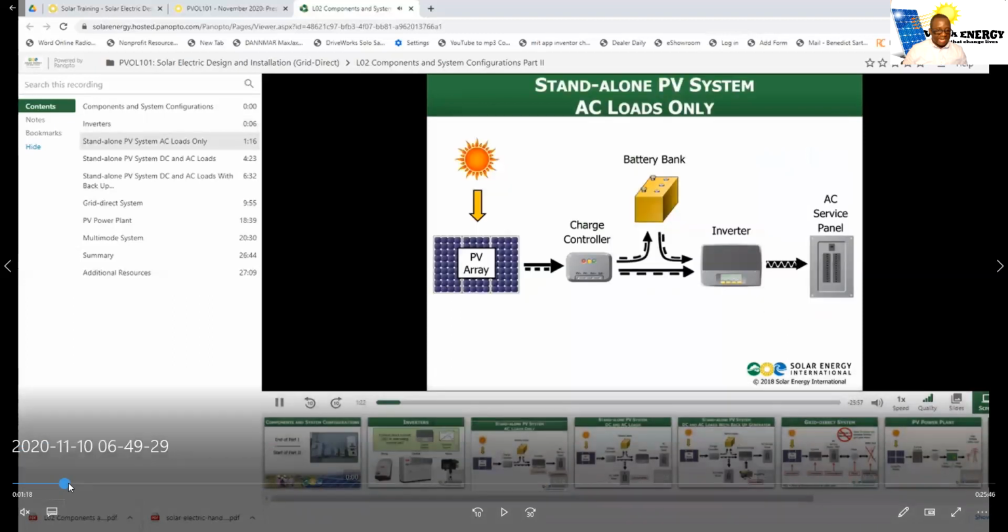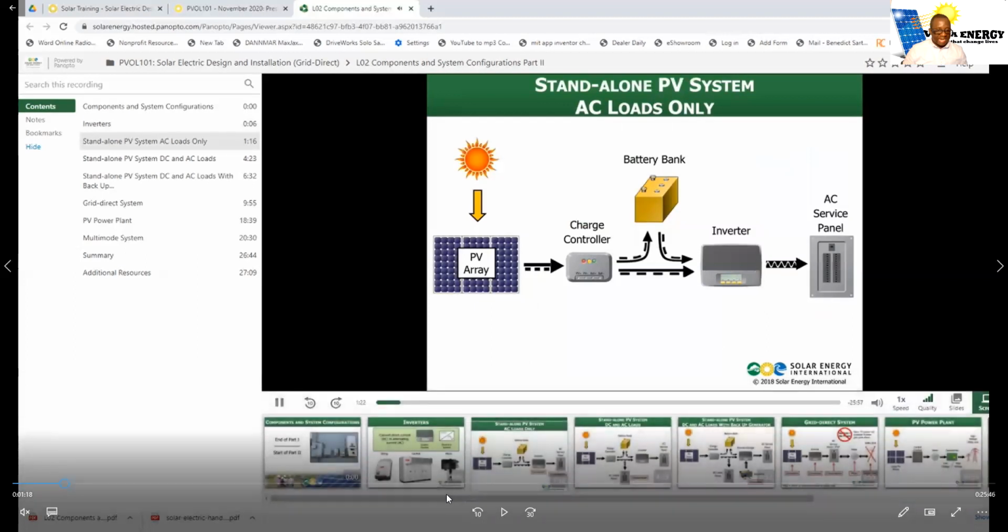So we have the standalone system. Let me show you a standalone PV system. You have the sun, and the sun shines on the PV array. The PV array sends the DC electricity to your charge controller. Your charge controller divides the current, sending some to your battery and some to your inverter. Your inverter changes that current from DC to AC, which goes to your service panel, your service box, and sends current to the individual sockets in your home. It's a very beautiful system.